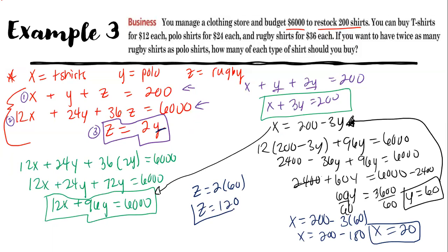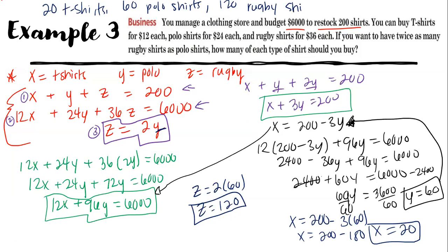So then we have our total of everything. So in words, what do I need? X represents t-shirts. So I'm going to buy 20 t-shirts. I'm going to buy 60 polo shirts. And my moneymaker, my rugby shirts. So I'm going to buy 120 rugby shirts. And that's my answer.